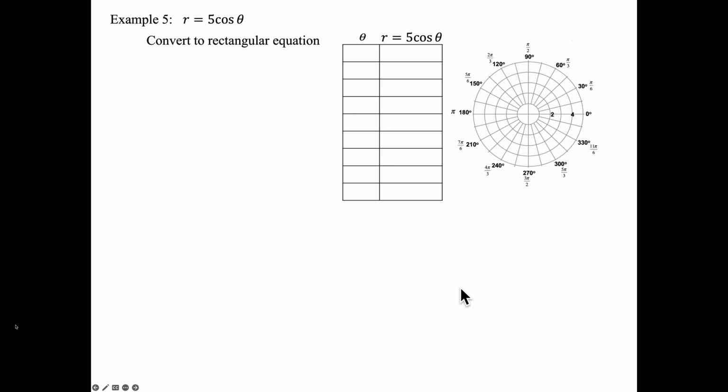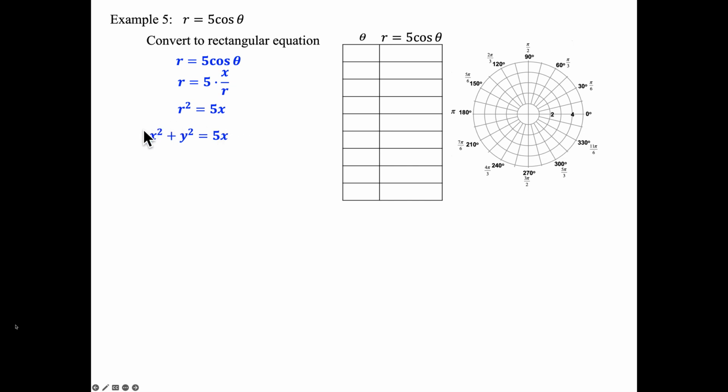All right, r equals 5 cosine theta, convert to a rectangular equation. So if we were to take this, I'm going to take my cosine theta, and that's x over r. We're in polar, trying to get to rectangular, so I'm going to multiply this r over to the other side. That gives me r squared. Oh, that's good. Remember, r squared is equal to x squared plus y squared.